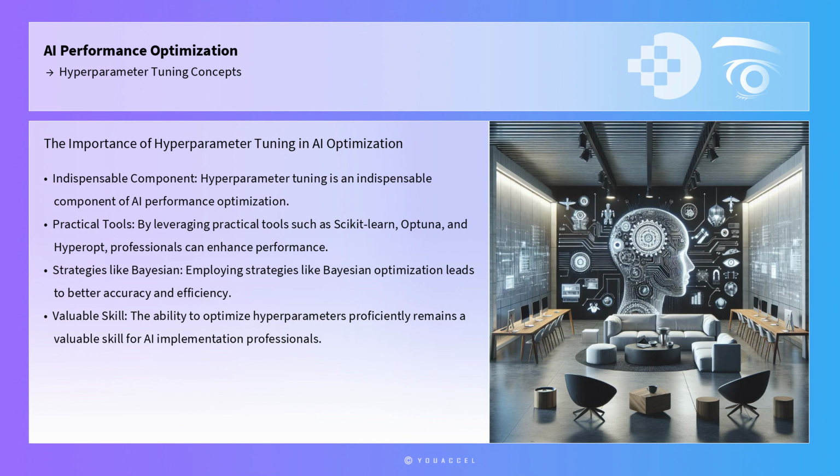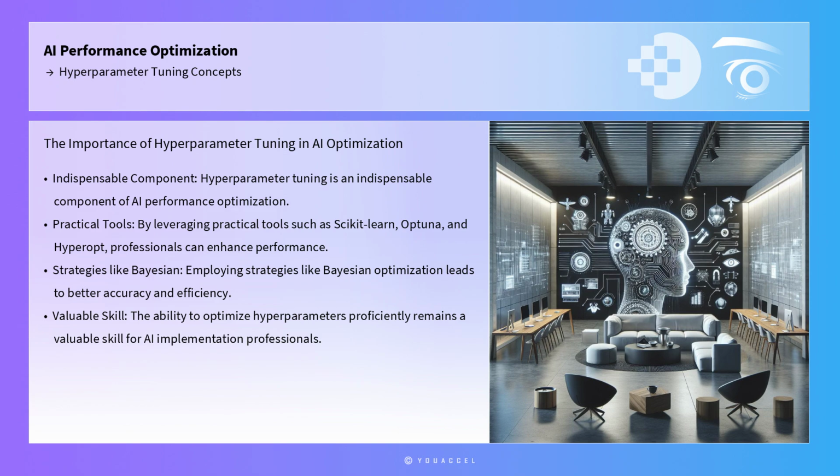In conclusion, hyperparameter tuning is an indispensable component of AI performance optimization. By leveraging practical tools such as scikit-learn, Optuna, and HyperOpt, and employing strategies like Bayesian optimization, professionals can effectively enhance the performance of their AI models. The integration of these techniques not only leads to better accuracy and efficiency, but also addresses broader challenges such as resource management and model interpretability.